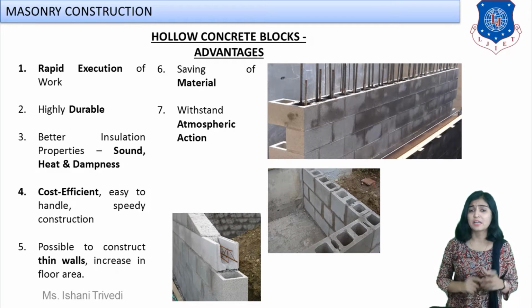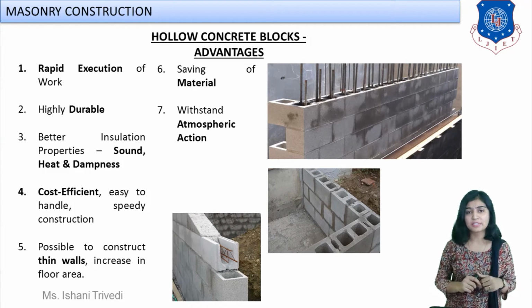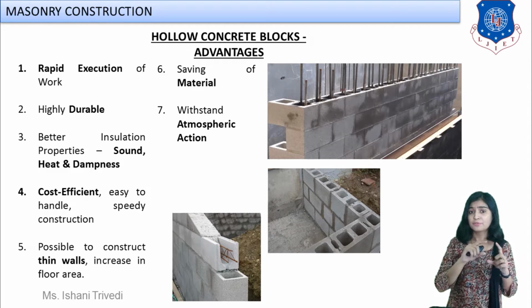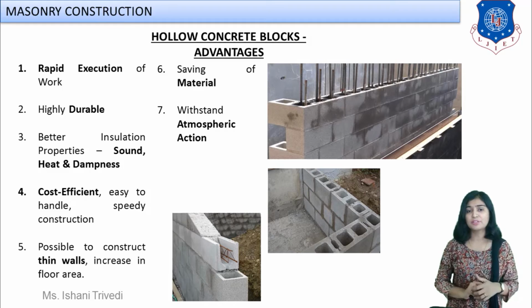Look at the topmost image which is flashing. What can we see? A full wall is constructed using the hollow concrete blocks, right? Full masonry wall is constructed, and it is also embedded with steel bars. It is embedded with reinforcement bars, right? So this type of full wall construction can also be done.